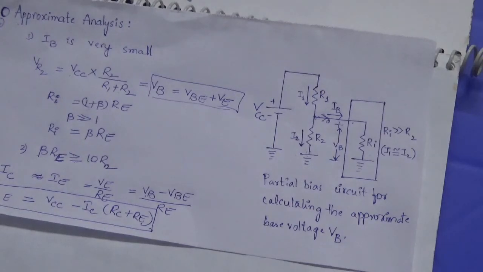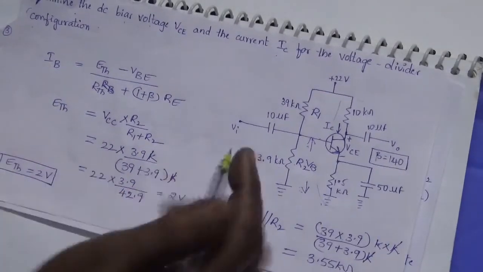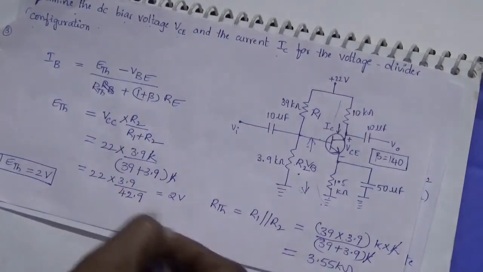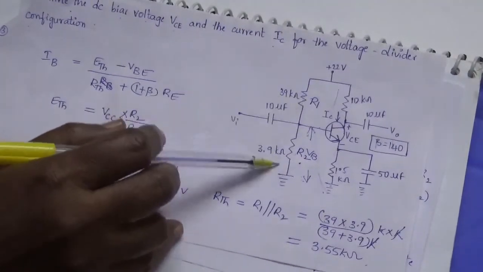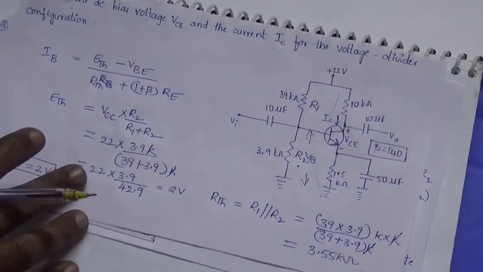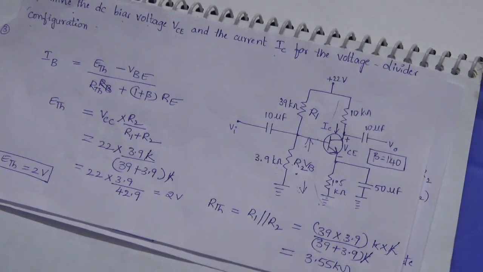So we will do the same problem that we did the previous time, that is this problem. We will apply the same problem we did earlier and do the approximate analysis in voltage divider bias. So, approximate analysis, we will do it.